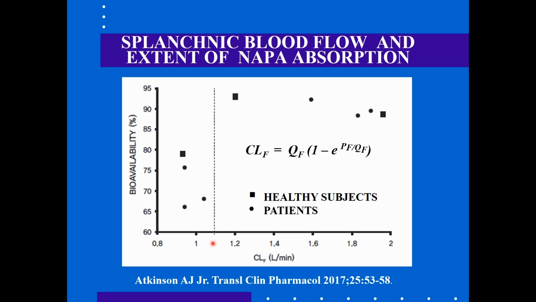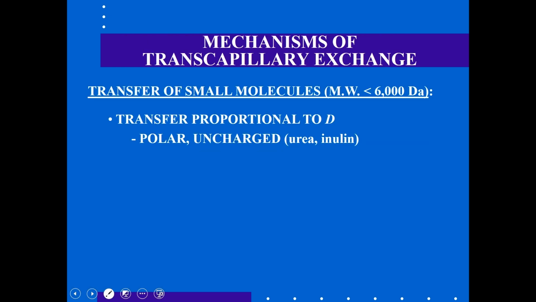Now, obviously, what we're really trying to get our hands on is splanchnic blood flow. And we can use, in this case, fast intercompartmental clearance perhaps as a surrogate for that. Well, what are the mechanisms for transcapillary exchange of a variety of compounds? We've talked so far about polar uncharged compounds, inulin and urea. Here we've said the transfer should be proportional to the free water diffusion coefficient.